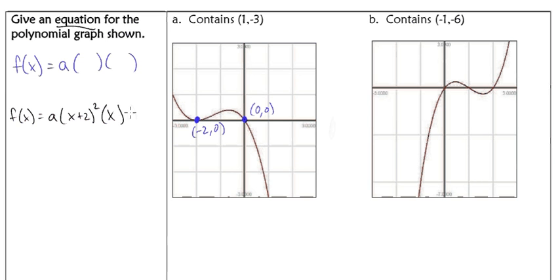And now we need to figure out what our a value is. Luckily we're given that it goes to the point 1 comma -3, and thinking through, that's an x value comma y value, and all we're going to do is plug those in. So y is our f of x, so -3 equals a times 1, that's my x value, plus 2 squared times 1, again the x value.